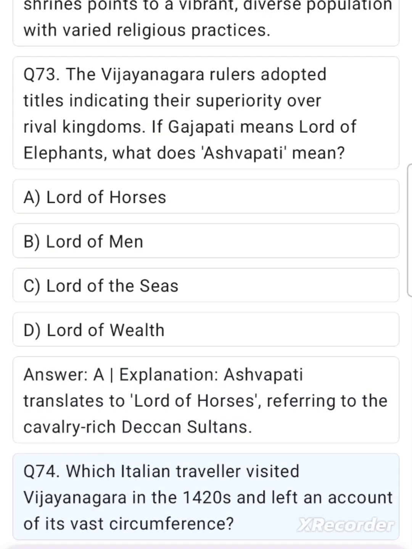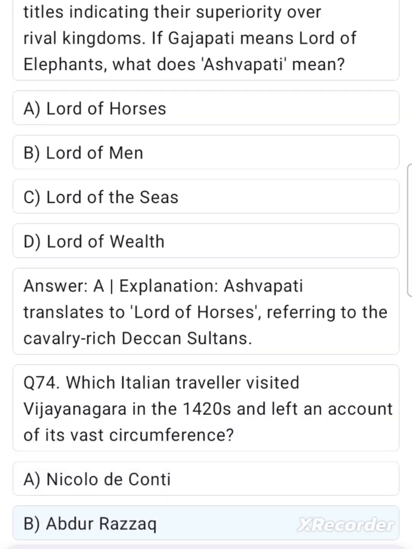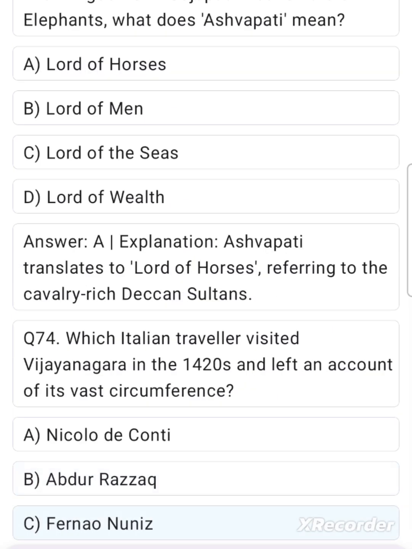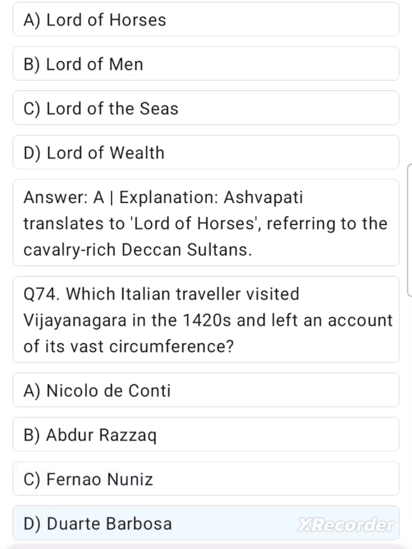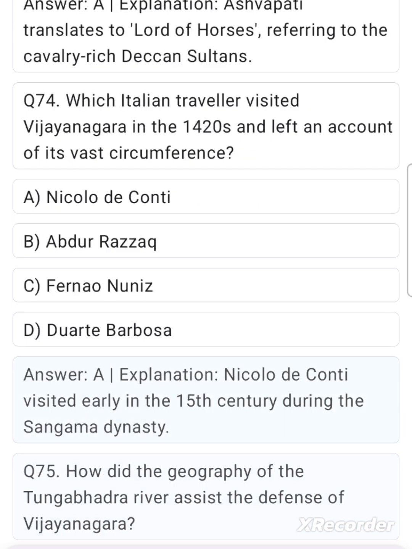Q74. Which Italian traveler visited Vijayanagara in the 1420s and left an account of its vast circumference? A. Niccolo da Conti. B. Abdur Razak. C. Fernão Nunes. D. Duarte Barbosa. Answer: A. Explanation: Niccolo da Conti visited early in the 15th century during the Sangama dynasty.